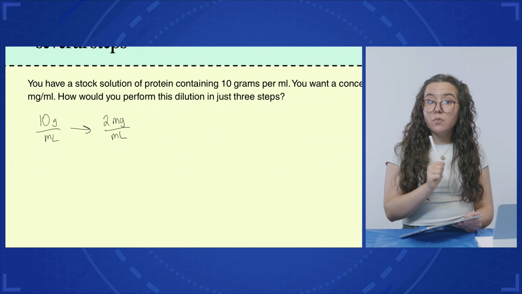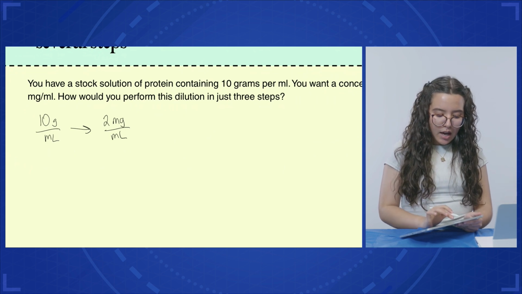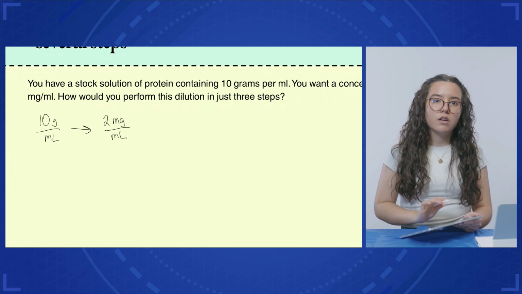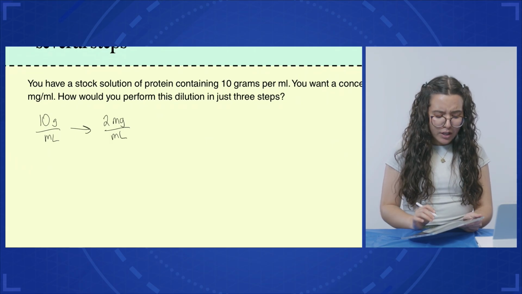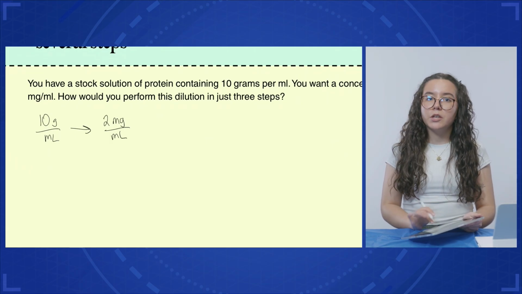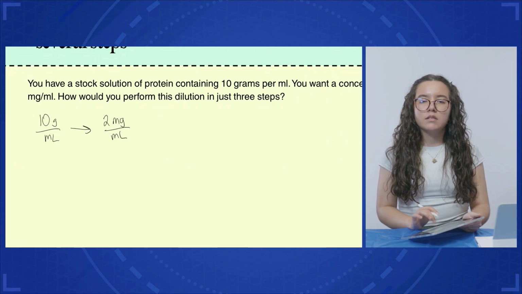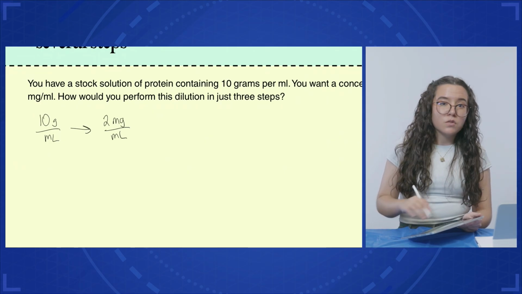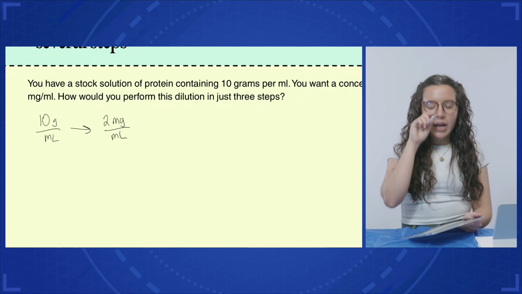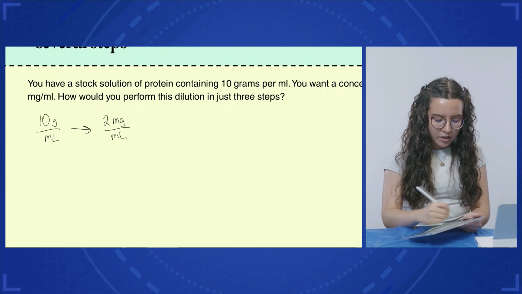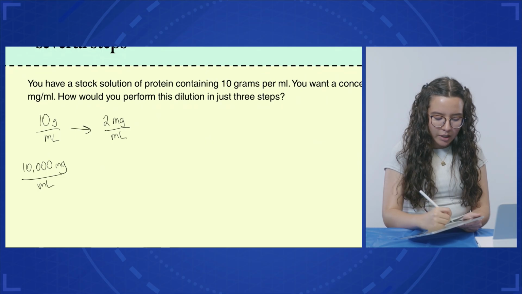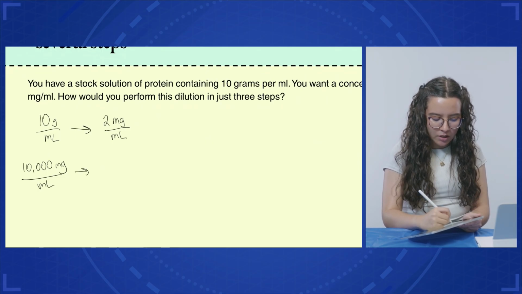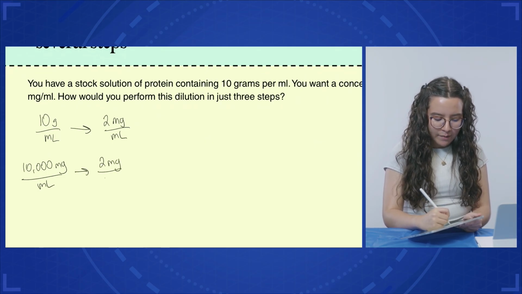An alarm should start ringing in your head that we have 2 different units. So before we move on, we want to make sure that those units match. You can either turn the grams into milligrams or the milligrams into grams. Since we'll be dealing with a lot of decimals if we change milligrams to grams, I'll just go ahead and do the opposite. So change this 10 grams into 10,000 milligrams per milliliter. We know that we want to change that to 2 milligrams per milliliter.